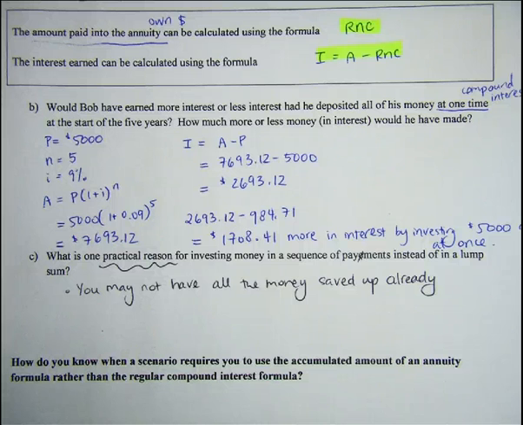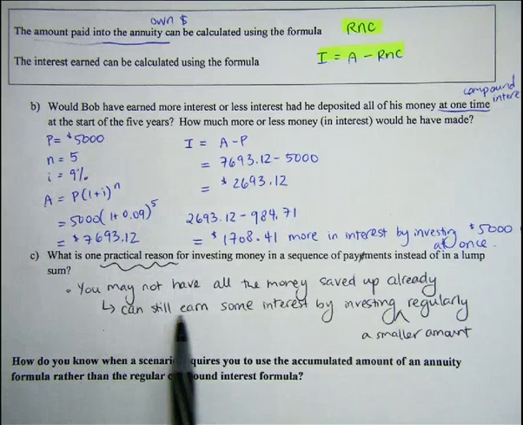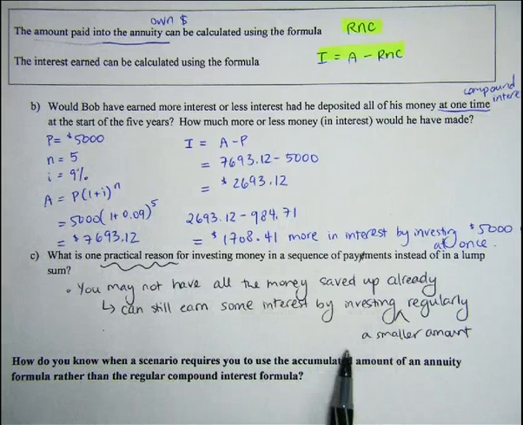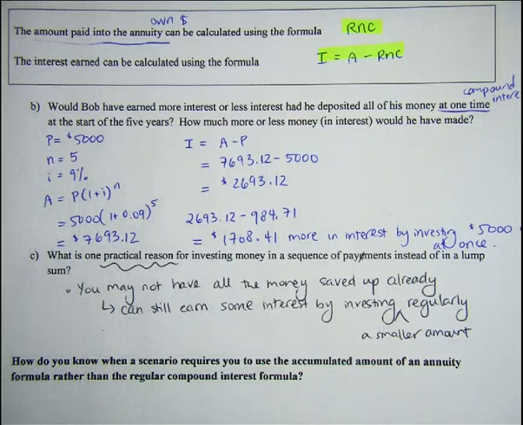So in this case, maybe Bob doesn't have the $5,000 yet, and instead he has $1,000 saved up, and he knows that he can save up another $1,000 every year. Then at least by investing the $1,000 every year, he can still earn some interest. Okay, so I wrote down: can still earn some interest by investing a smaller amount regularly.